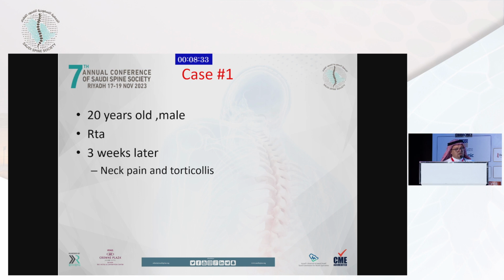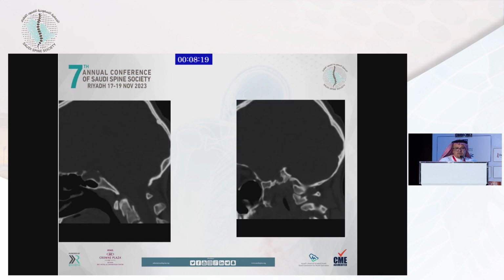They missed his diagnosis. They just gave him a collar and referred him to a tertiary hospital. He landed in our hospital after 3 weeks with neck pain and torticollis. He was holding his neck to alleviate his pain. So he was admitted.